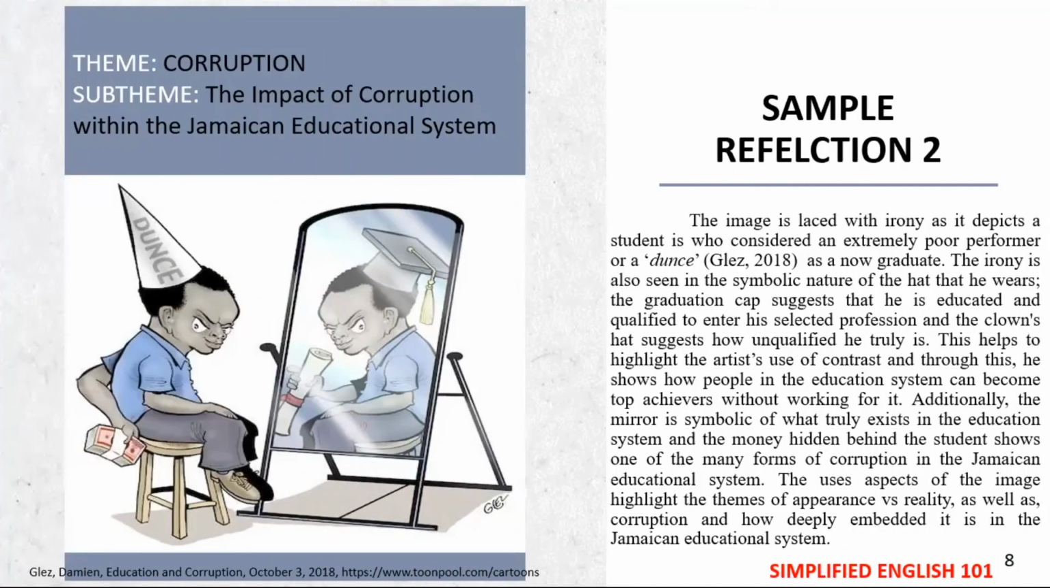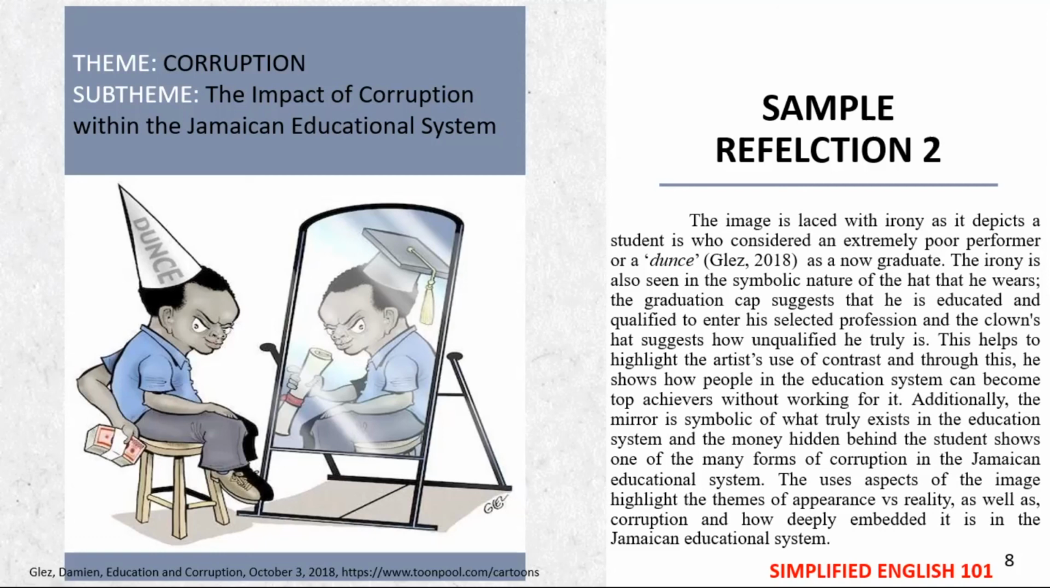The sample reflection reads: The image is laced with irony as it depicts a student who is considered an extremely poor performer or a dunce. And of course, because I got the image from Glazed 2018, I put it there because the word comes from the image, to avoid plagiarism. The irony is also seen in the symbolic nature of the hat that he wears. The graduation cap suggests that he is educated and qualified to enter his selected profession, and the clown's hat suggests how unqualified he truly is.